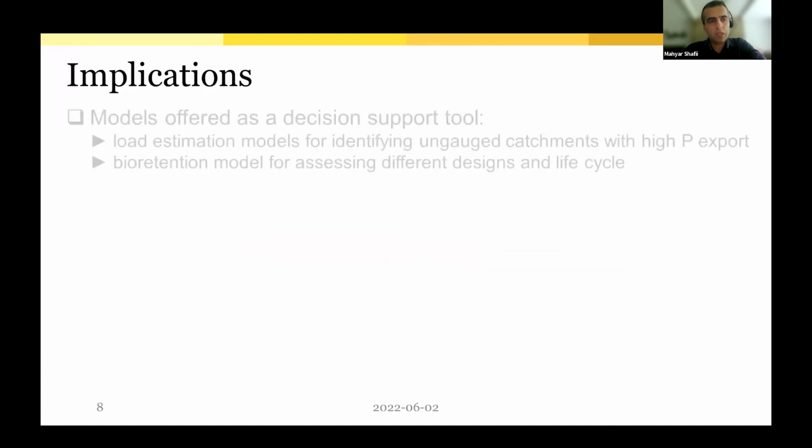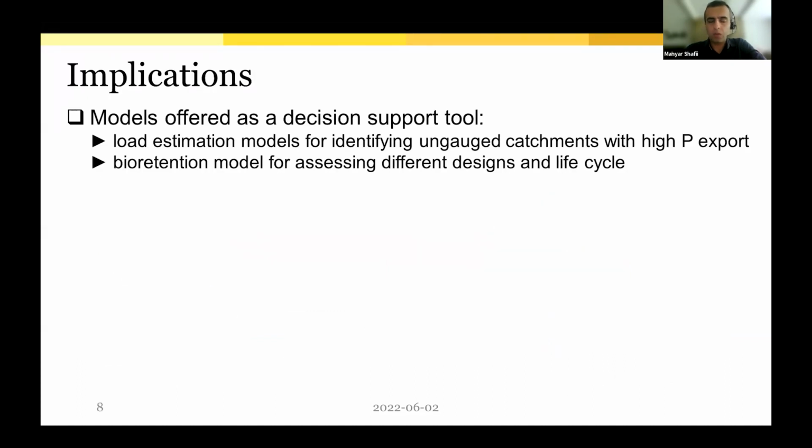So in terms of implications, the models that we have developed can be used as a decision support system. We can provide those load estimation models to stakeholders. They can use them to determine the subcatchments that are not gauged, but where there is a risk of high and elevated phosphorus export. We can also use the bioretention cell model to test different designs of bioretention.